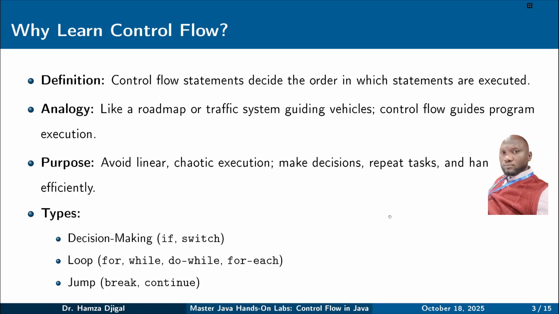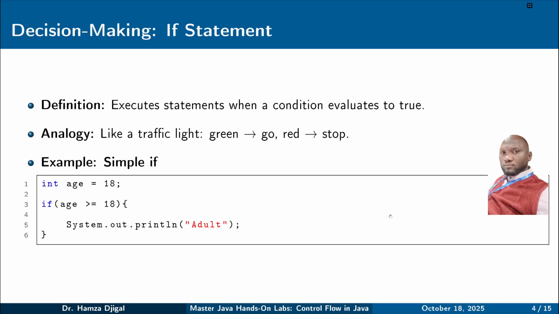Okay, so the first and simplest one is the if statement, that is a condition. It will execute when the evaluated condition is true. For instance, if you come back to our vehicle example, like a traffic light, when it's green, maybe the car should go. When it's red, maybe the car should stop. So it's some kind of condition. So let's see this example.